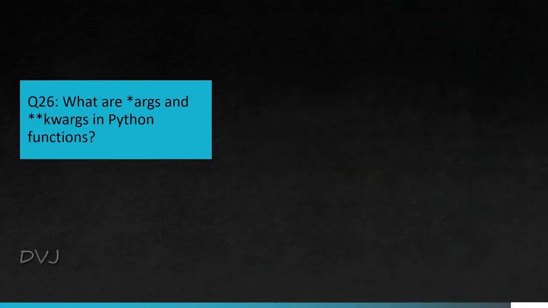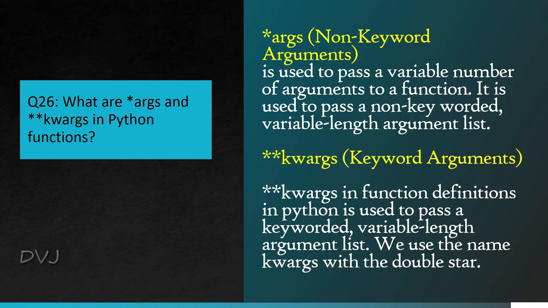Question number 26. What are *args and **kwargs in Python functions? *args, non-keyword arguments, is used to pass a variable number of arguments to a function. It is used to pass a non-keyworded, variable length argument list. **kwargs, keyword arguments, in function definitions in Python is used to pass a keyword, variable length argument list. We use the name kwargs with the double star.